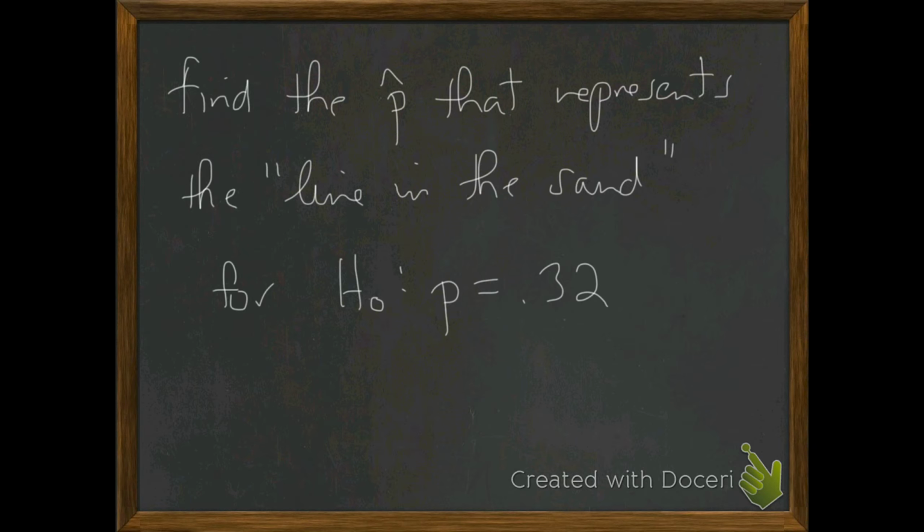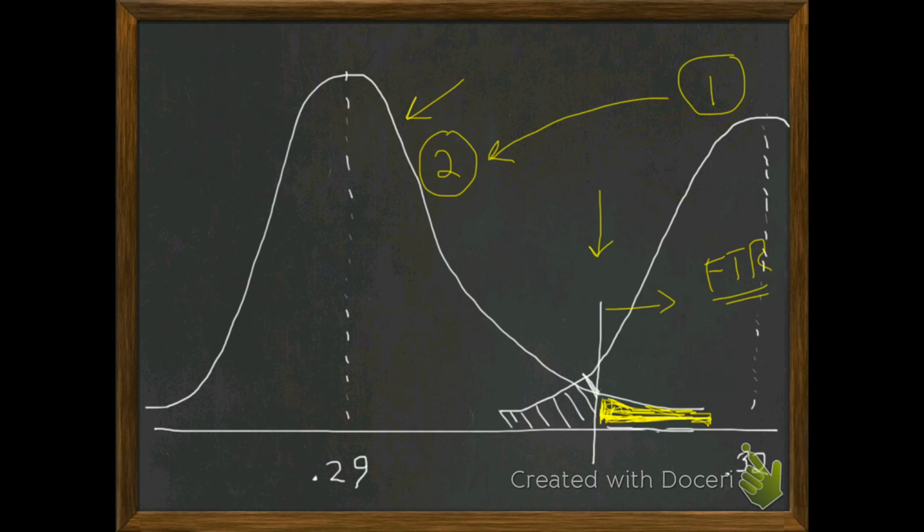So gang, what we'll need to do here is inverse norm, 0.025, comma 0, comma 1. Now why did I use 0.025? Well guys, let's go back to the hypothesized distribution. We're looking at this area right here. We're focusing on this distribution because it's the hypothesized distribution. So we need the line in the sand that has 2.5% of the distribution to the left of it.